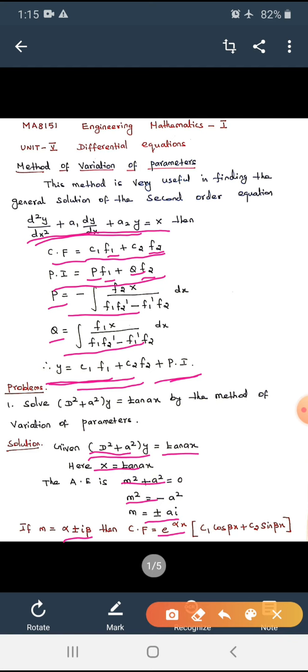Now we can substitute in this complementary function formula. So if you substitute, we get e power alpha x. We know that alpha is 0. So e power 0x into c1 cos beta x. So here beta is a. So we get c1 cos ax plus c2 sin ax.